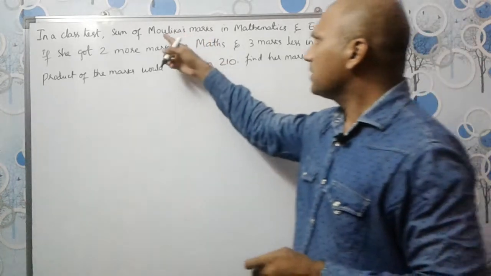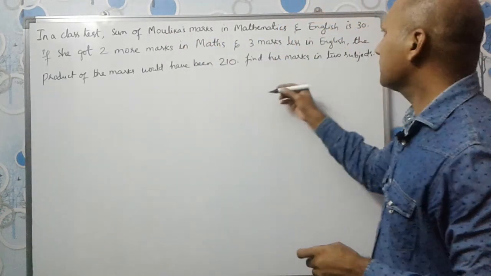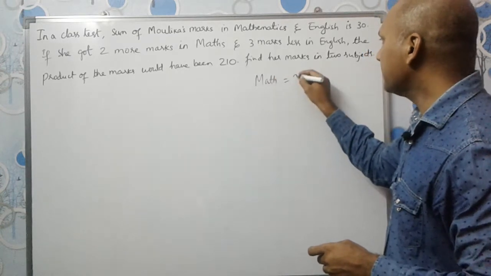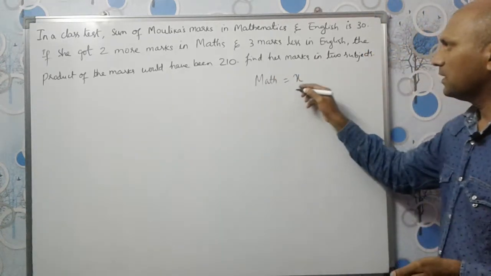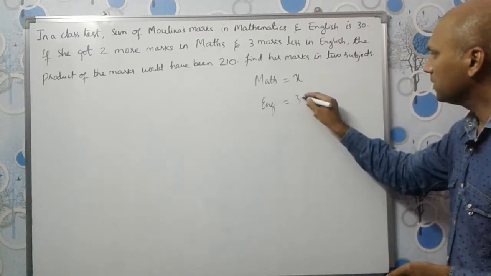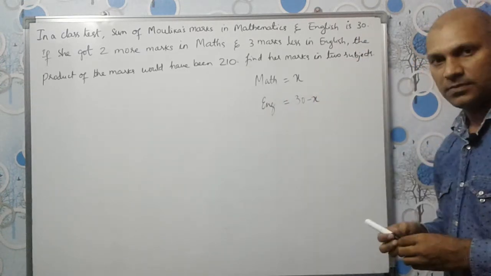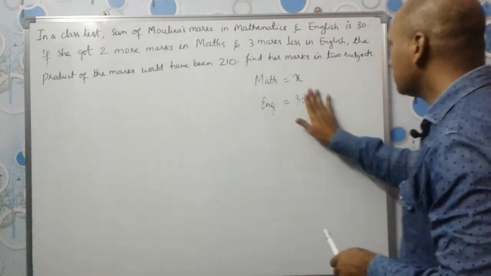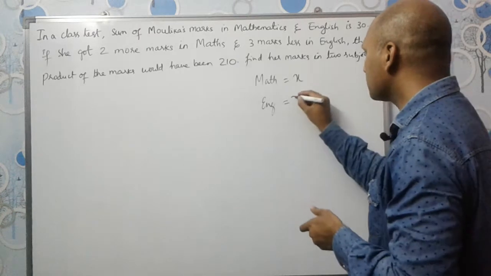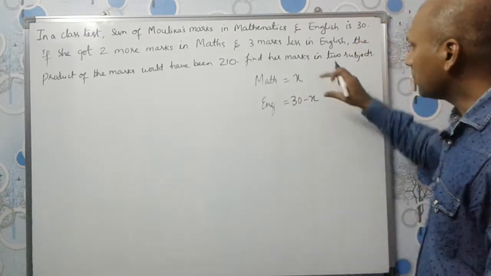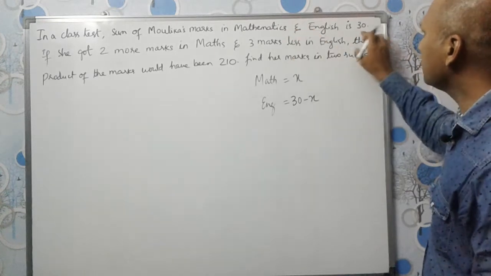Okay, what is given? Maulika's marks in maths and English. Let the maths marks be x. And English marks will be equal to how much? 30 minus x. Now see here, English marks will be 30 minus x. Why will it be like this? Because the sum is 30.